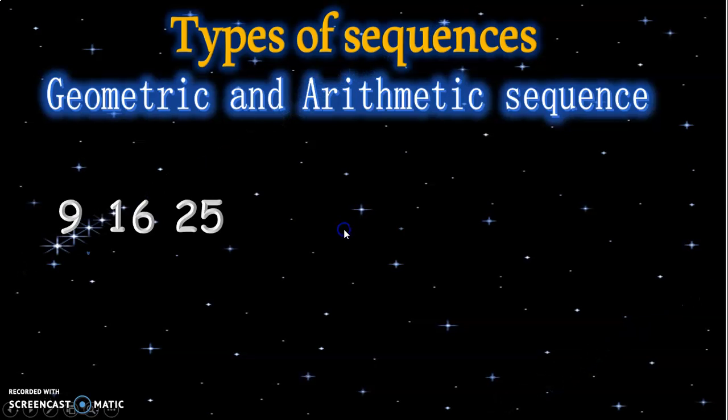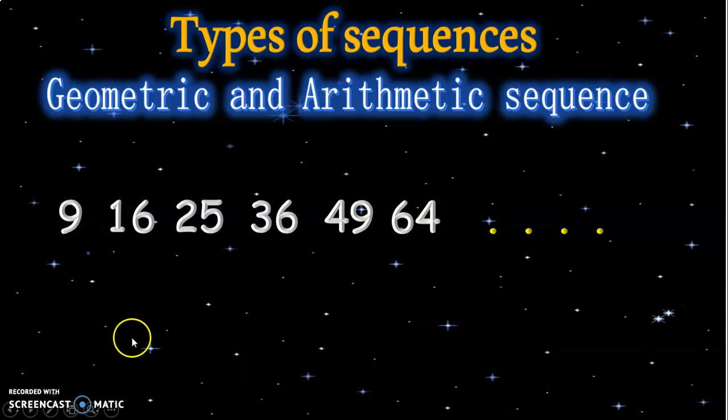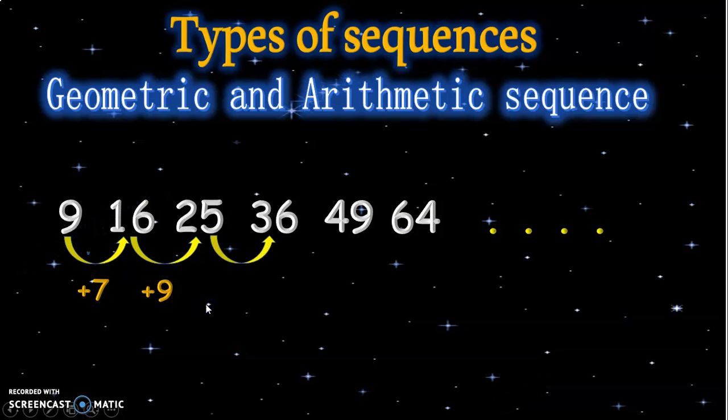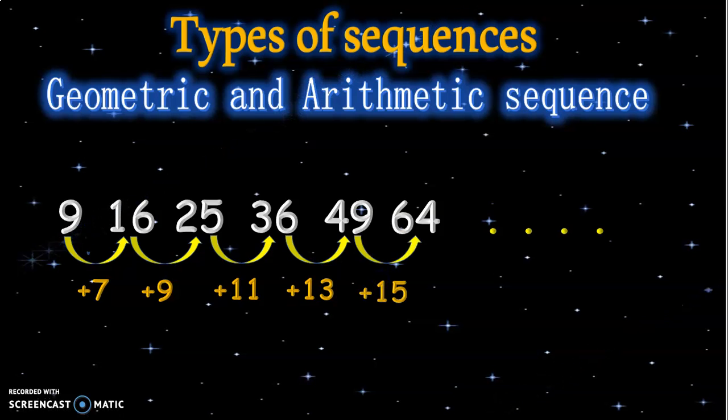9, 16, 25, 36, 49, and 64, and so on. As you see, first, let us check the arithmetic sequence. The difference of 9 and 16 is 7. 16 and 25 is 9. 25 and 36 is 11. 36 to 49 is 13. And 49 to 64 is 15.